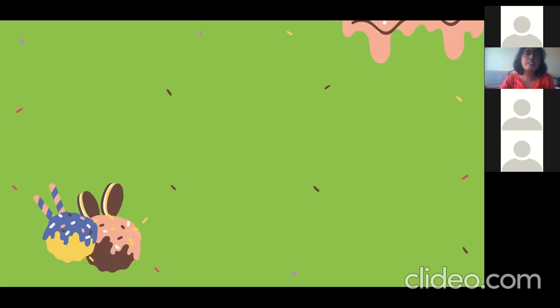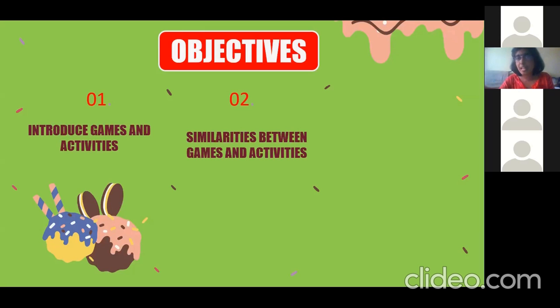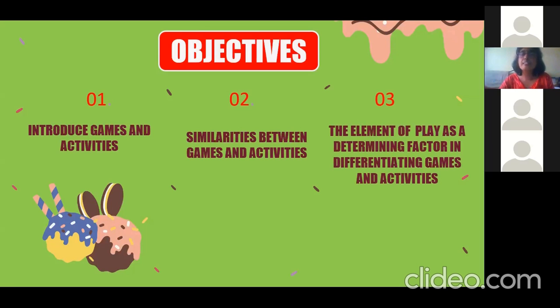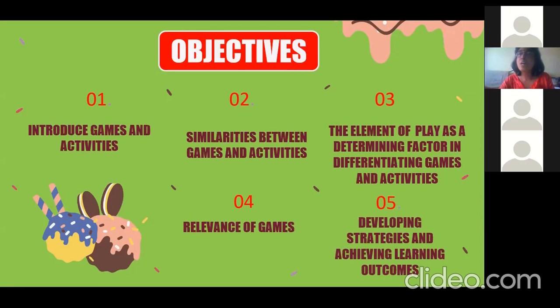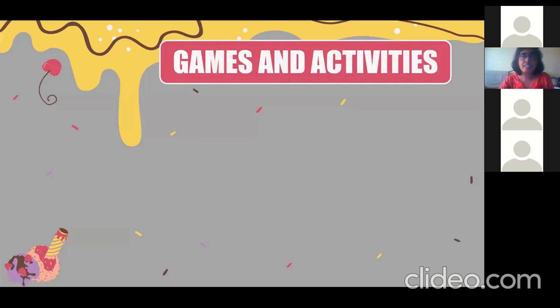For this, I will talk about the structure of my presentation today. First, I will be introducing games and activities, and then I will talk about the similarities between games and activities. Then I will also talk about the element of play as a determining factor in differentiating games and activities. Then I will talk about the relevance of games. And of course, last, I will talk about how we can develop strategies when we are playing games and also achieve the learning outcomes.